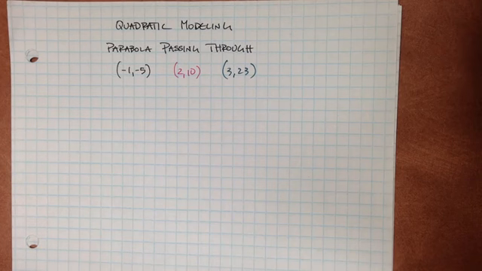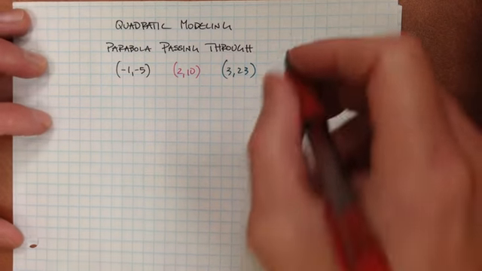Hello, welcome back. We are going to discuss quadratic modeling, a parabola passing through three different points. We do not know for sure that one of these points is a vertex, so you are not able to apply the approach that we have applied previously.